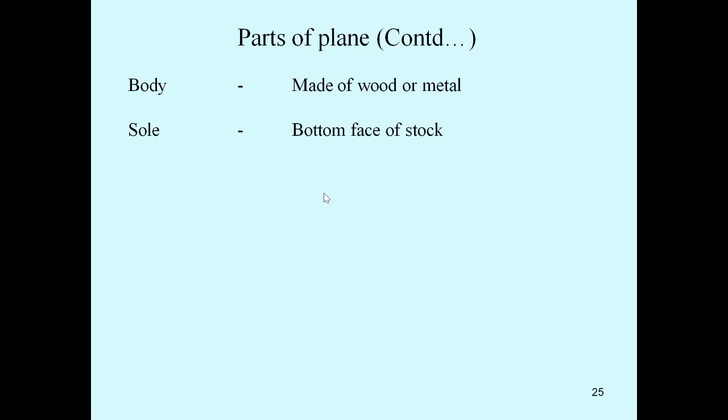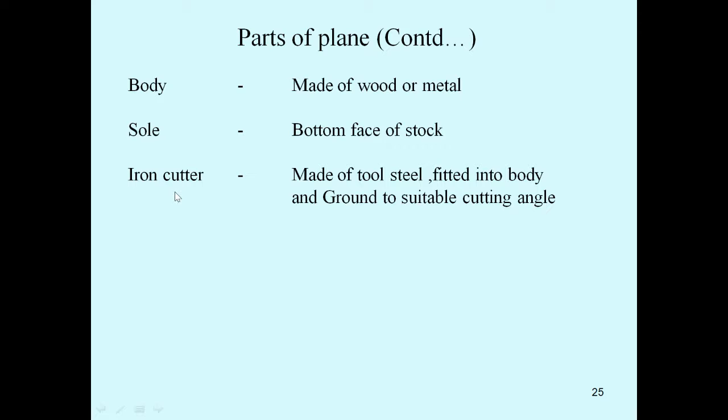The body of the plane is made of either wood or metal. Next, the sole is the bottom face of the stock. Next, the iron cutter or blade is made of tool steel, which is fitted into the body and ground to a suitable cutting angle, to remove the excess material from the workpiece.